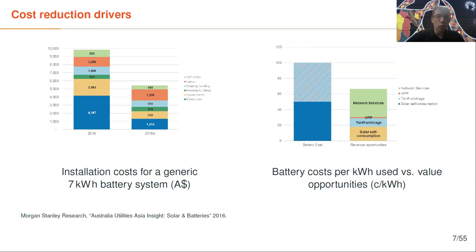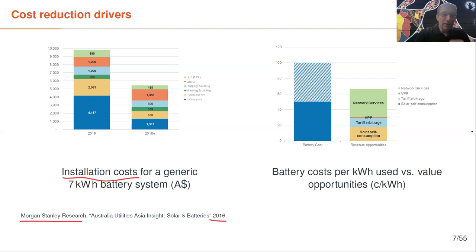Now, if we want to look a little bit deeper into what drives the uptake of these technologies, I'm showing here a slide from Morgan Stanley research from 2016. On the left-hand side, we have the installation cost of a generic 7 kilowatt-hour battery system.